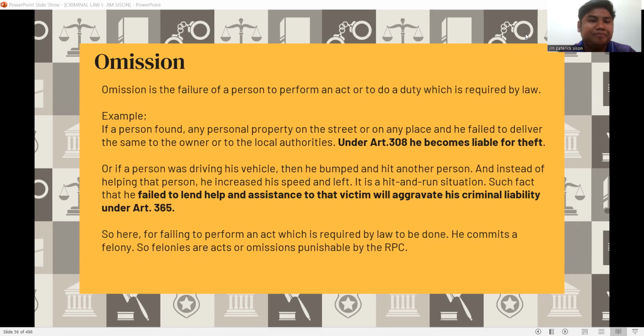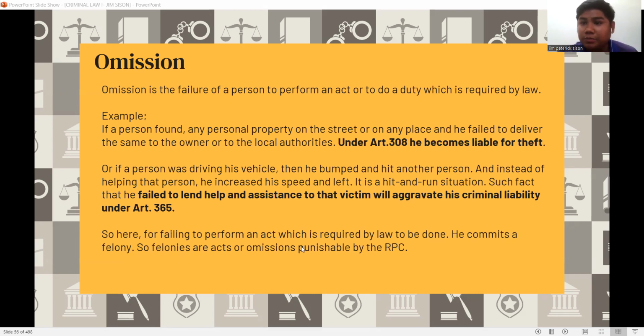Or if a person was driving his vehicle, then he bumped and hit another person, and instead of helping that person, he left. So this is a hit and run case. Because he failed to lend help and assistance to that victim, it will aggravate his criminal liability under Article 365. And that's what you call abandonment of one's own victim.